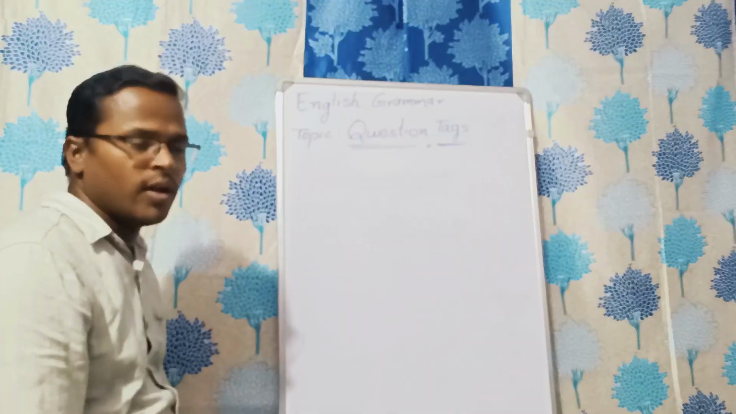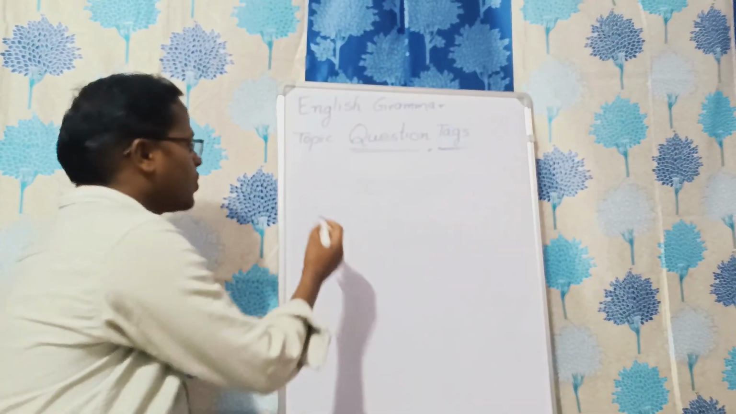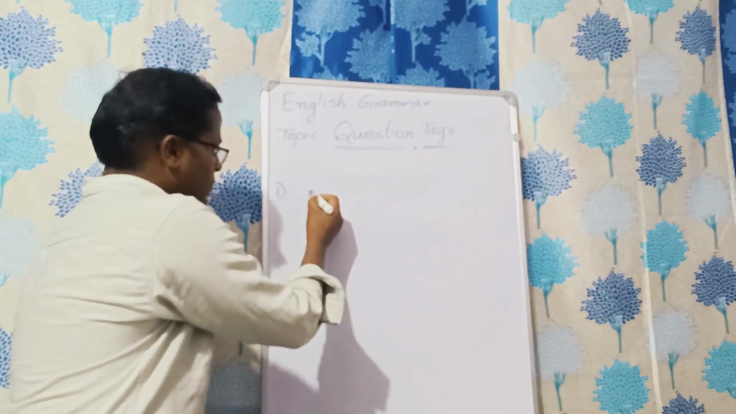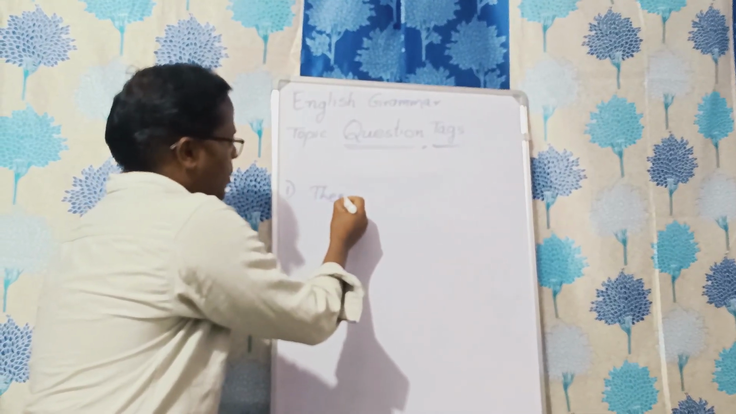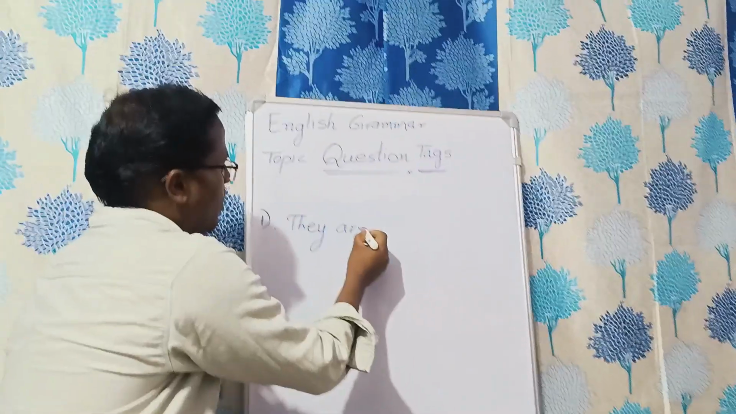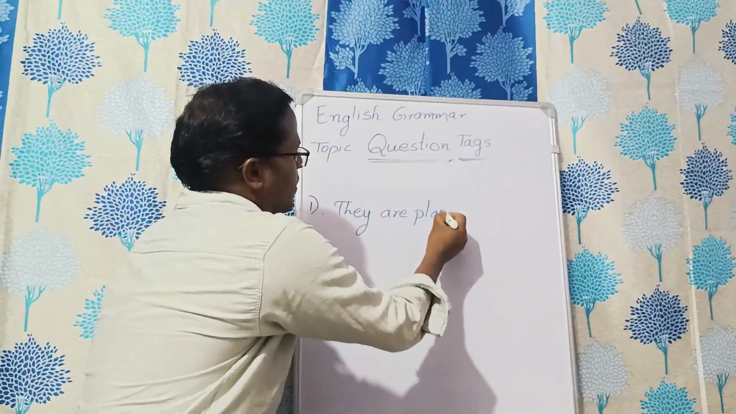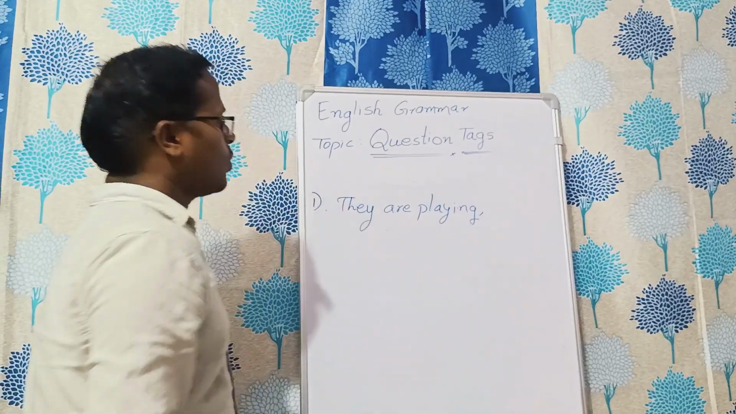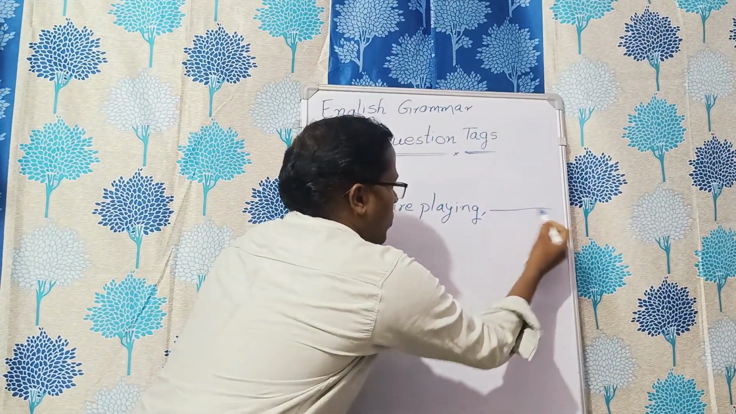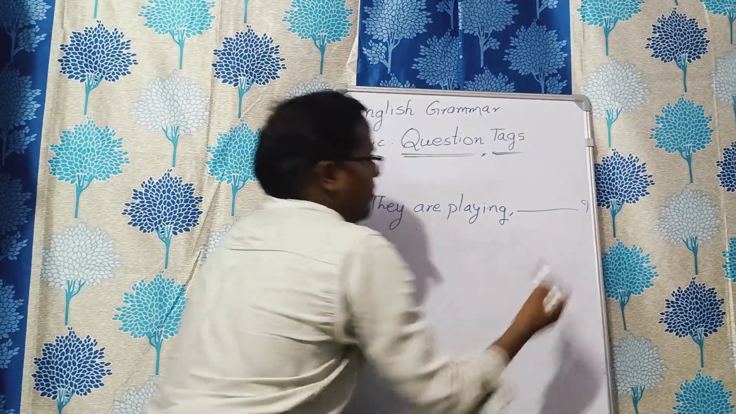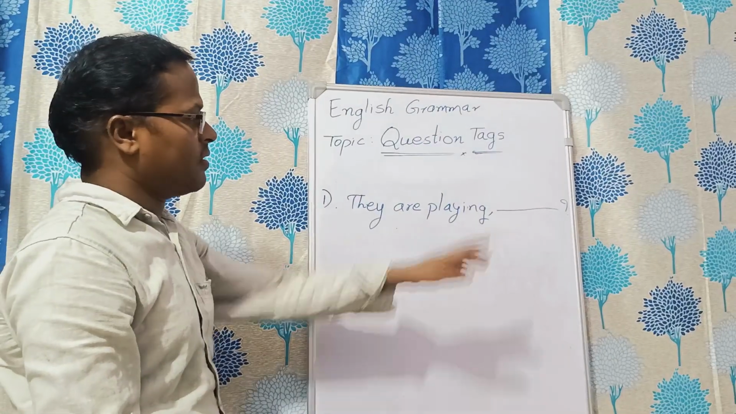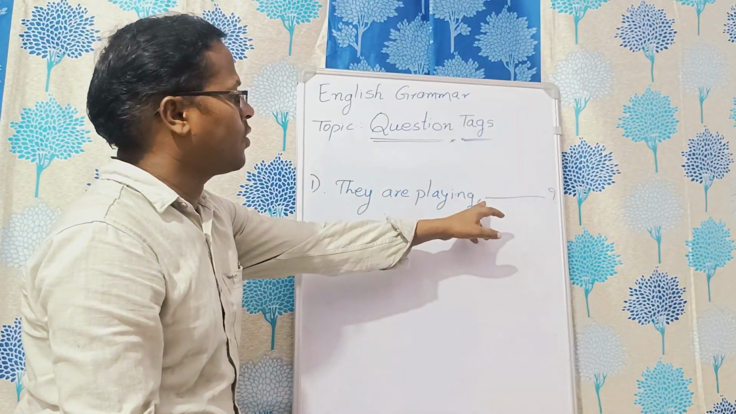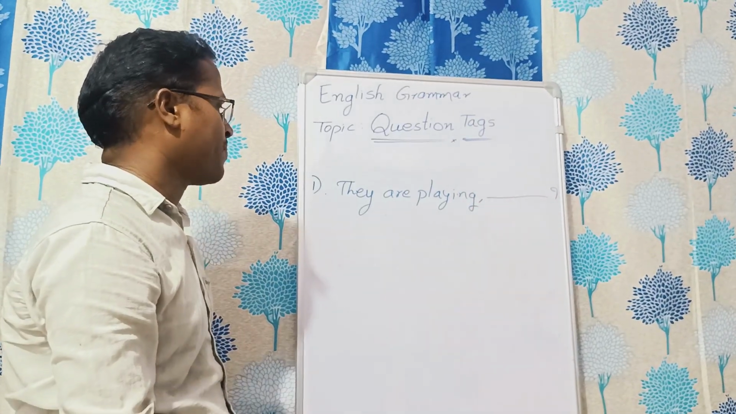Okay, let us go with some examples. So what am I writing here? For example, "They are playing." How to add the question tag? Here we have to add the question tag. The question tag must end with a question mark, and before the question tag you have to write a comma.